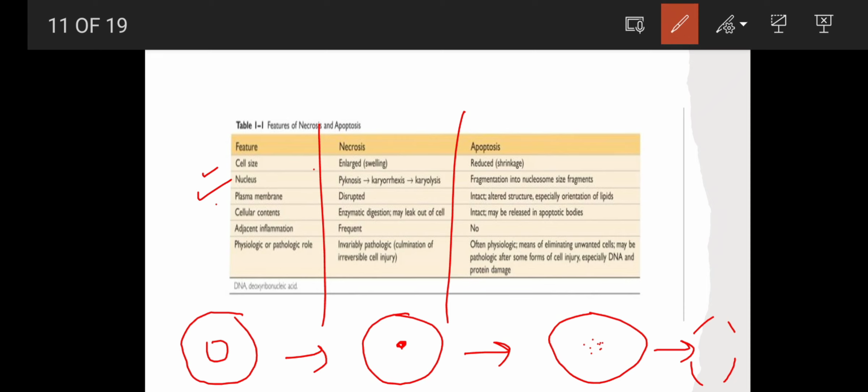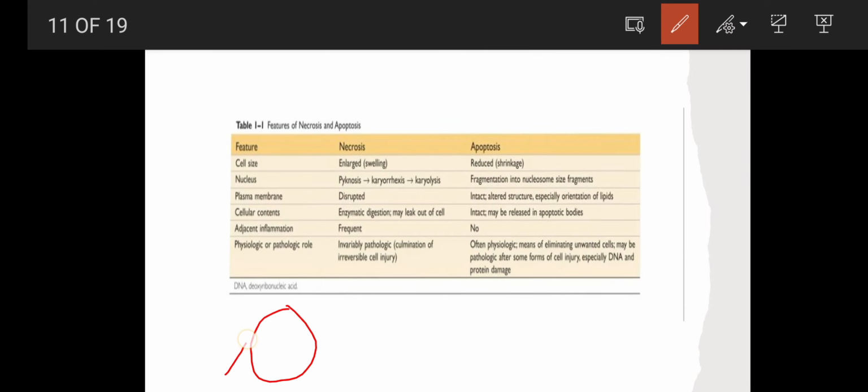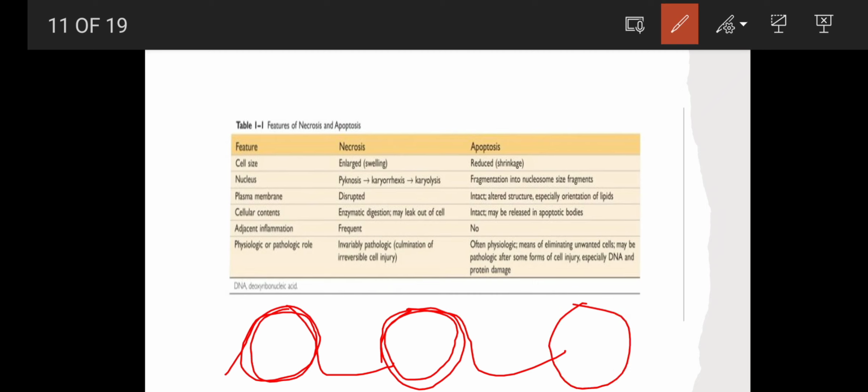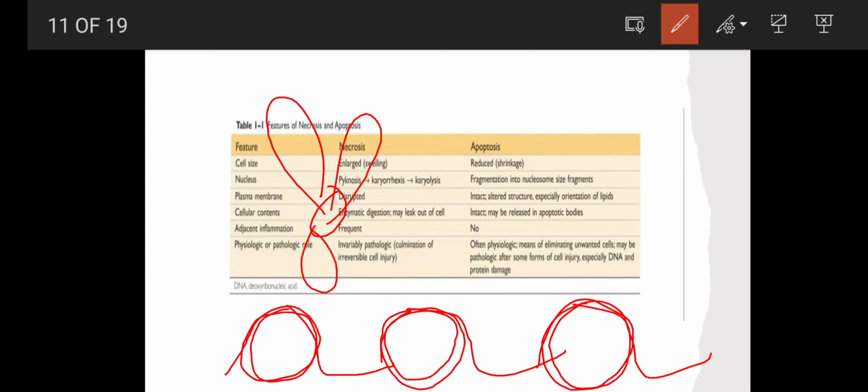Whereas in the case of apoptosis, what actually happens is that the DNA is bound. So we say that this is the nucleosome complex that is formed. So this chromosome, for example, this is the chromosome. This chromosome will actually get fragmented into this particular shape in the case of apoptosis.